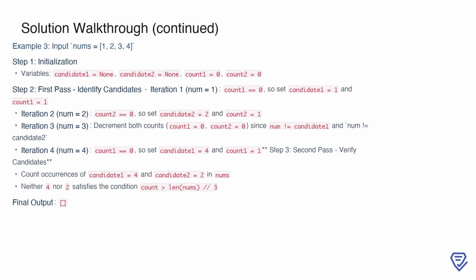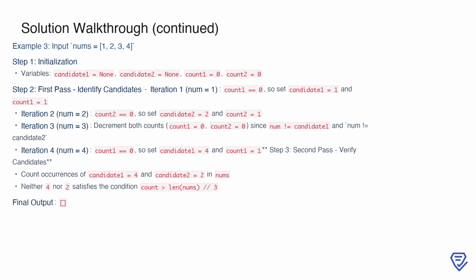For the input nums equals 1, 2, 3, 4, we again start with initialization. We set candidate 1 and candidate 2 to none, and both count 1 and count 2 to 0. During the first pass, we iterate through the array to identify the candidates. On the first iteration, number is 1. Since count 1 is 0, we set candidate 1 to 1 and increment count 1 to 1. On the next iteration, number is 2. Since count 2 is 0, we set candidate 2 to 2 and increment count 2 to 1.